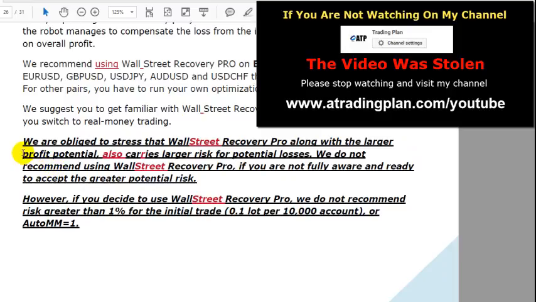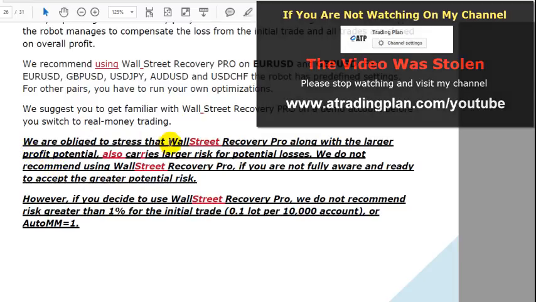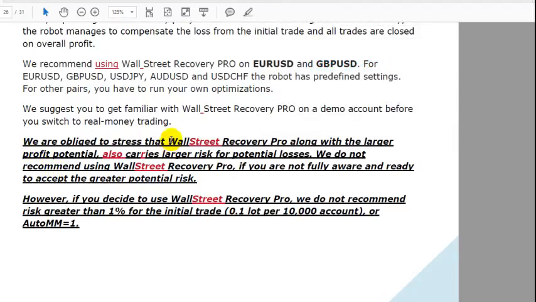It says here, pretty boldly, we are obliged to stress that the Wall Street Recovery Pro, along with the larger profit potential, also carries larger risk for potential losses. We don't recommend using it if you're not fully aware and ready to accept the greater potential risk. Keep in mind, most traders start with an extremely small account, and the only way you can really build your account is to take larger position sizes.